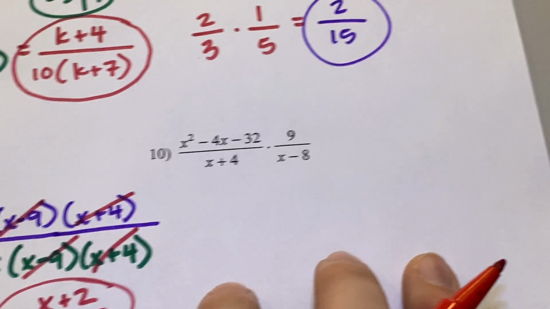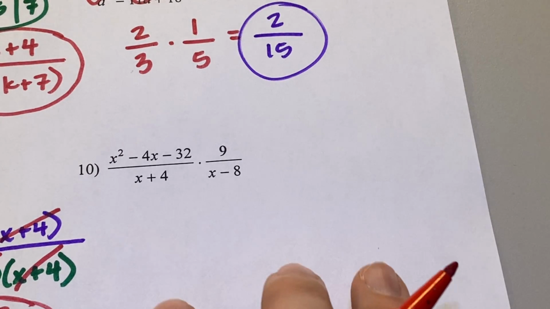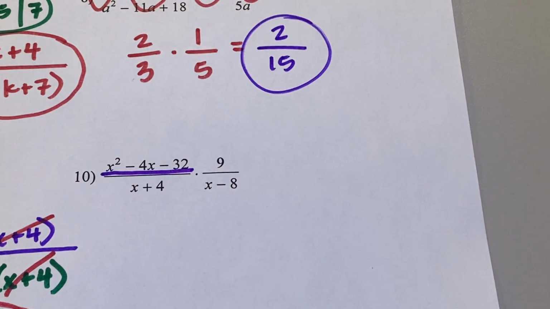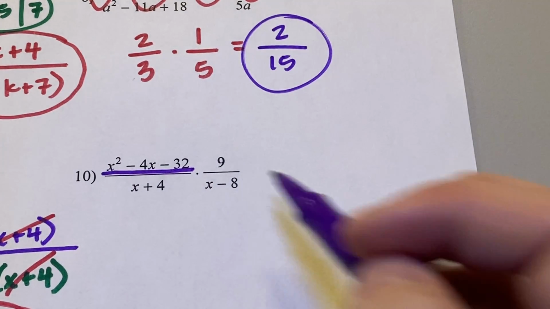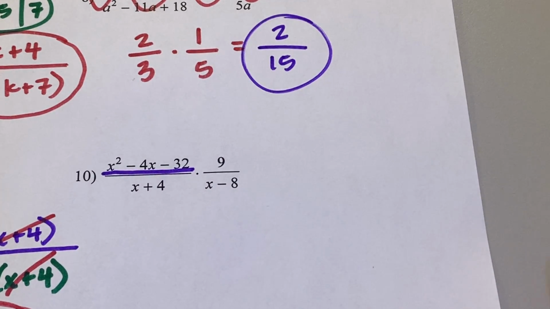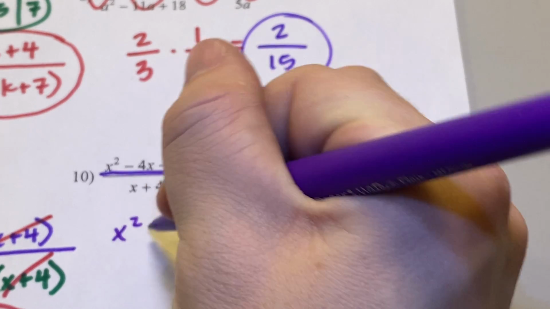One more before I set you free. I already got this one. This one's easy peasy. There's only one thing we have to factor, this numerator. The rest of them are already factored as far as they'll go. So let's play the number game with this first numerator.